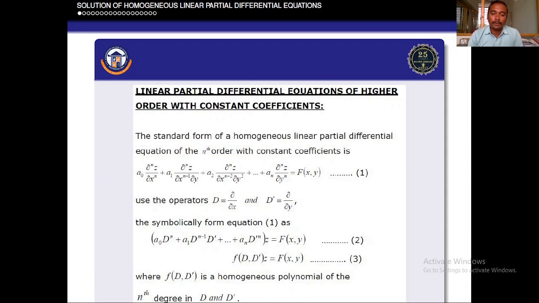The following operators can be used to denote the derivatives ∂/∂x and ∂/∂y to simplify the above equation. That means D equal to ∂/∂x and D' equal to ∂/∂y. Use these operators in equation number 1. So the simplification of equation 1 is a naught into D^n plus a1 into D^(n-1) D' plus etc. an into D'^n equal to function of x comma y, where f of D comma D' is the homogeneous polynomial of the nth degree in D and D'.